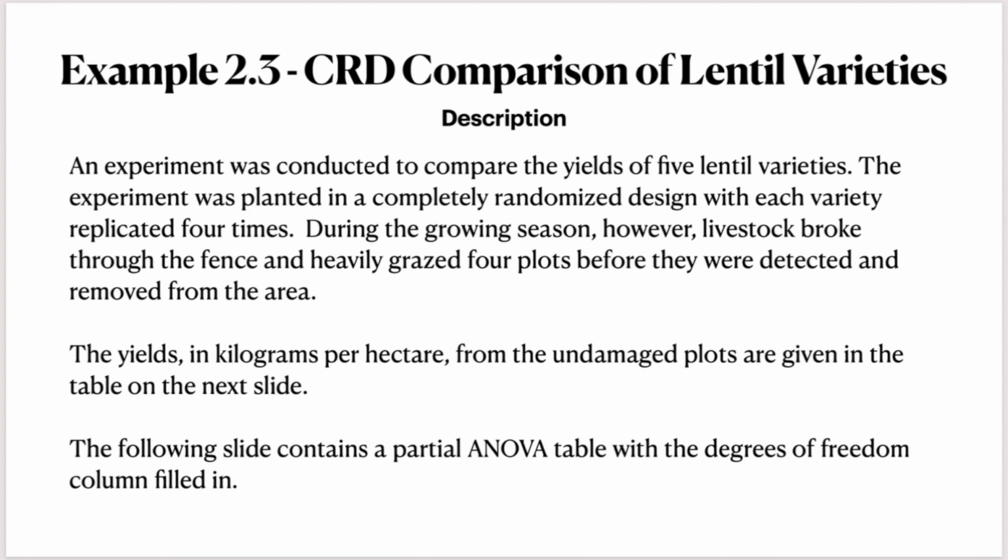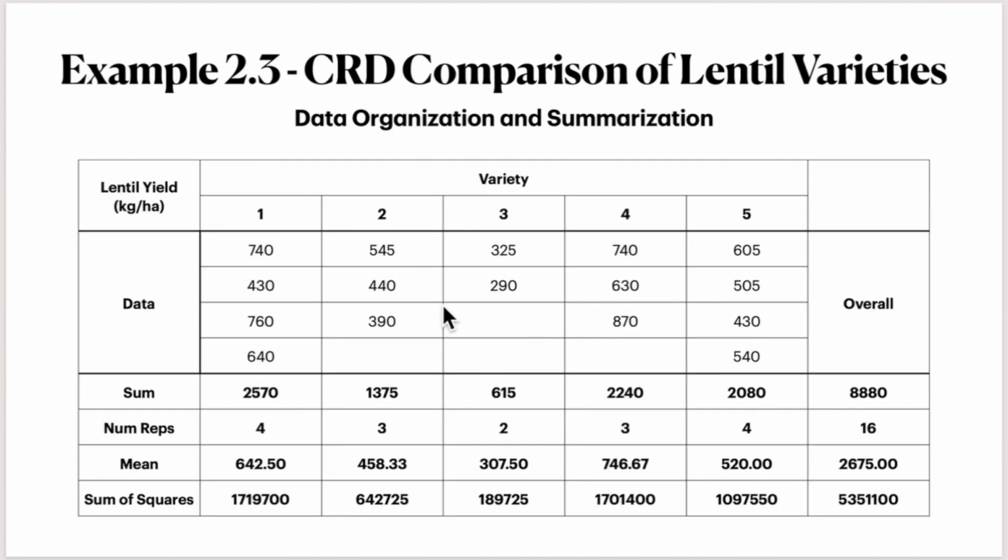So let's take a look at the data. And you can see here that the experiment was initially designed so that there would be equal replication for each of the 5 lentil varieties, all right? But because of this problem with livestock breaking into the experimental area and damaging some of the plots, we see that there were 1, 2, 3, 4 plots that were damaged. And so we end up with an experiment that is unbalanced.